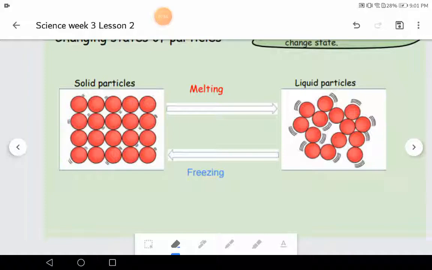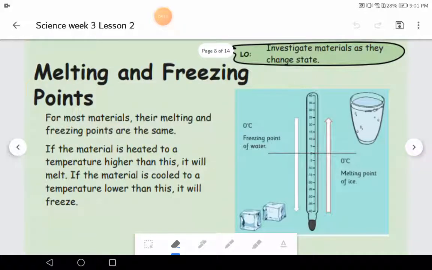Correct, it's a liquid. Liquids move around a little. So when they move around a little, it doesn't mean they're free to go anywhere, only if we pour it in a plate or anything. Okay. Melting and freezing points.